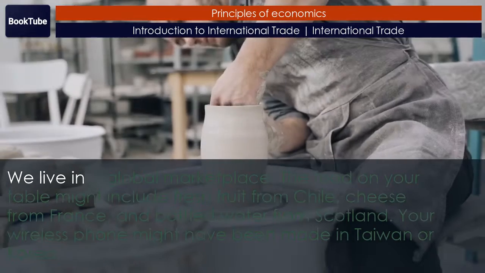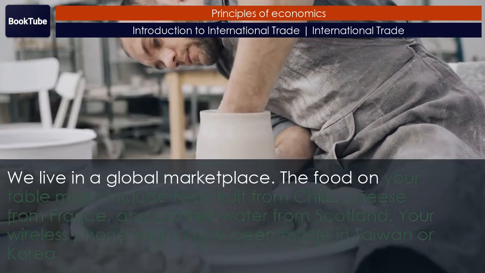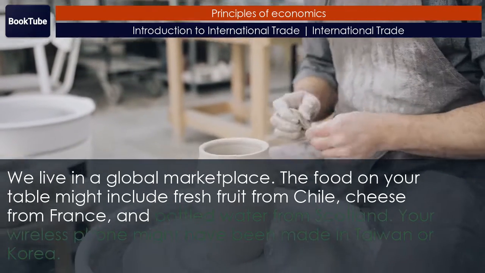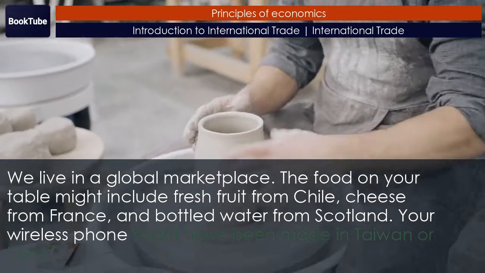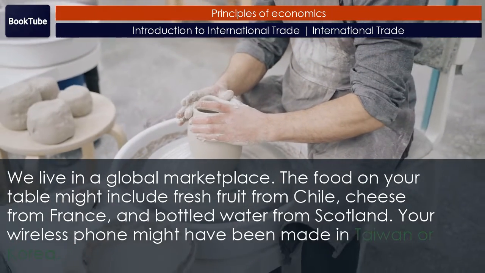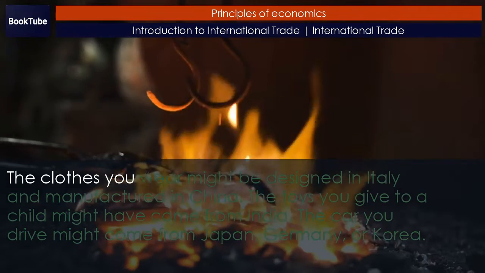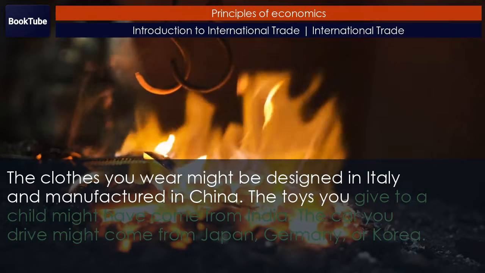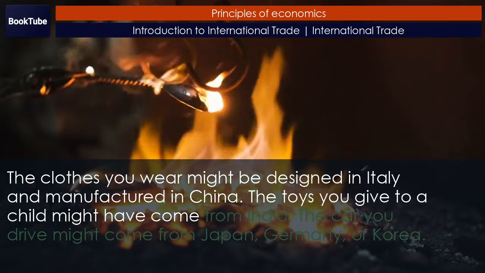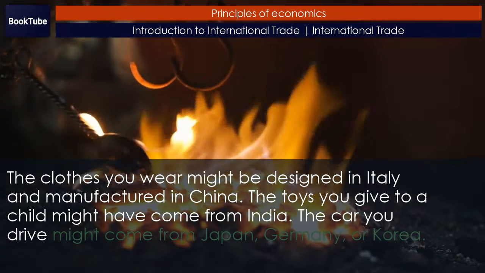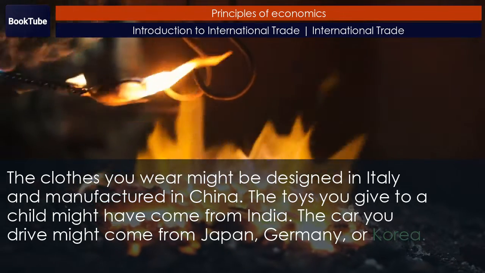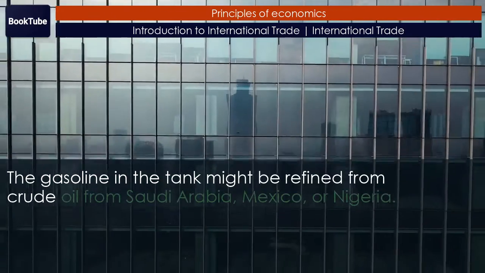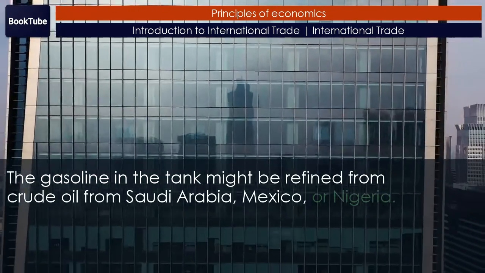We live in a global marketplace. The food on your table might include fresh fruit from Chile, cheese from France, and bottled water from Scotland. Your wireless phone might have been made in Taiwan or Korea. The clothes you wear might be designed in Italy and manufactured in China. The toys you give to a child might have come from India. The car you drive might come from Japan, Germany, or Korea. The gasoline in the tank might be refined from crude oil from Saudi Arabia, Mexico, or Nigeria.